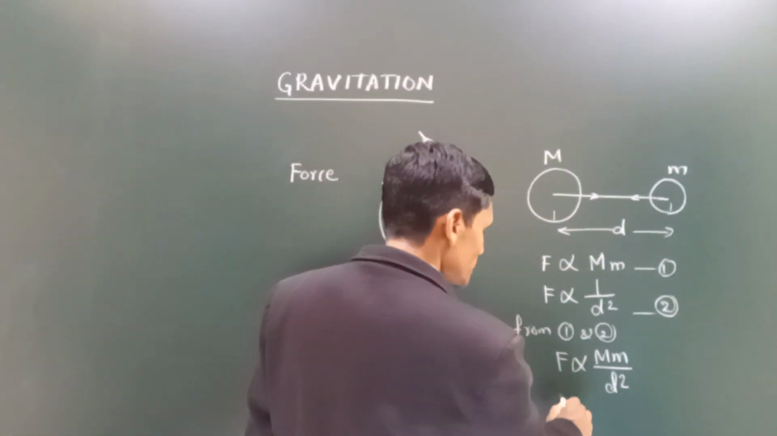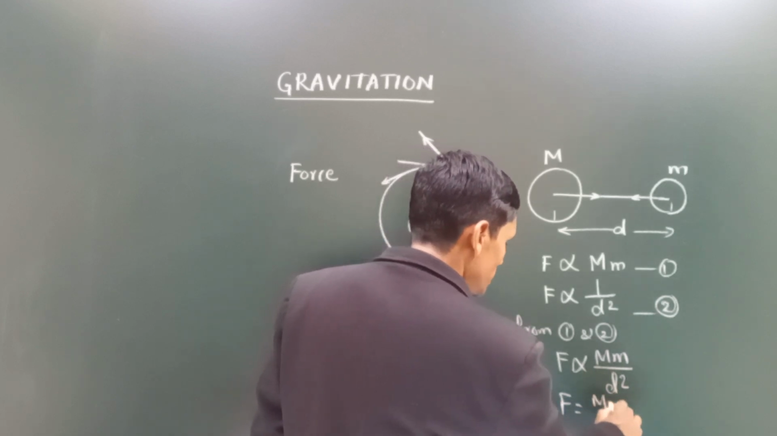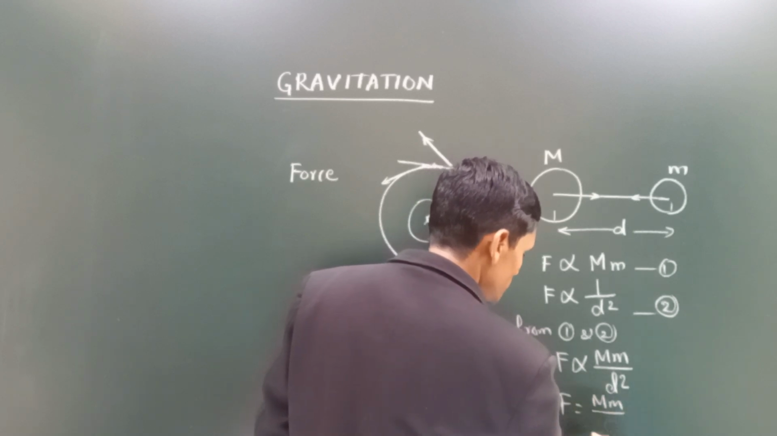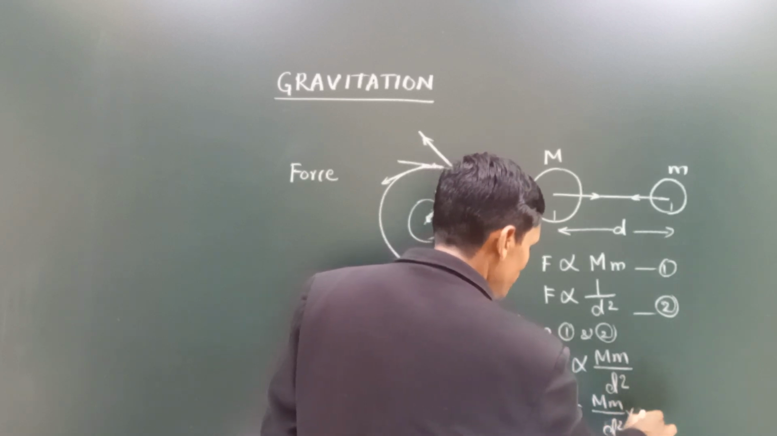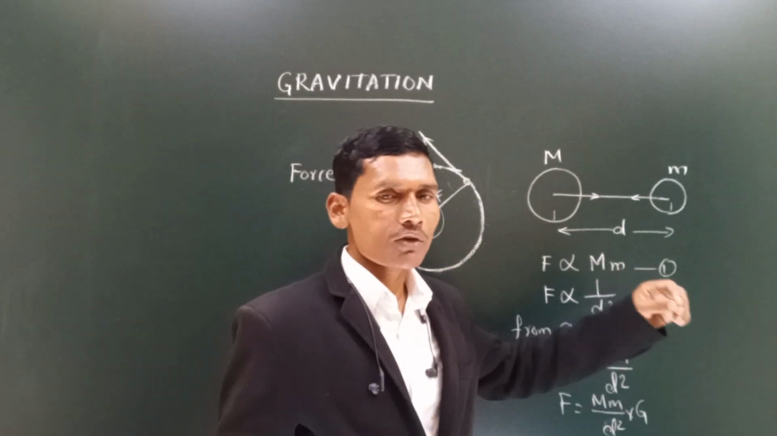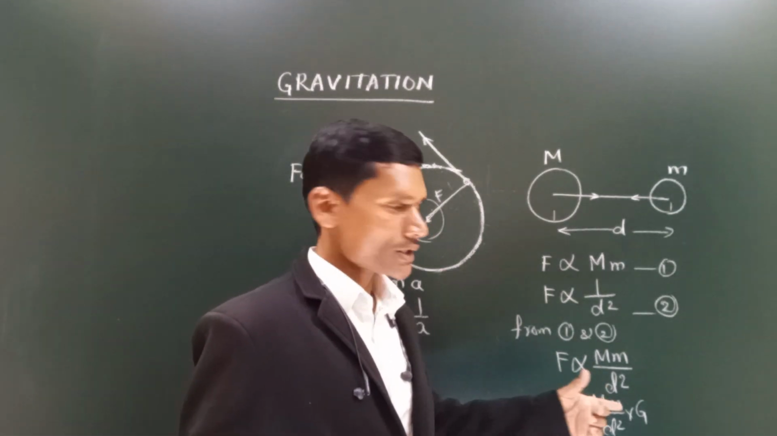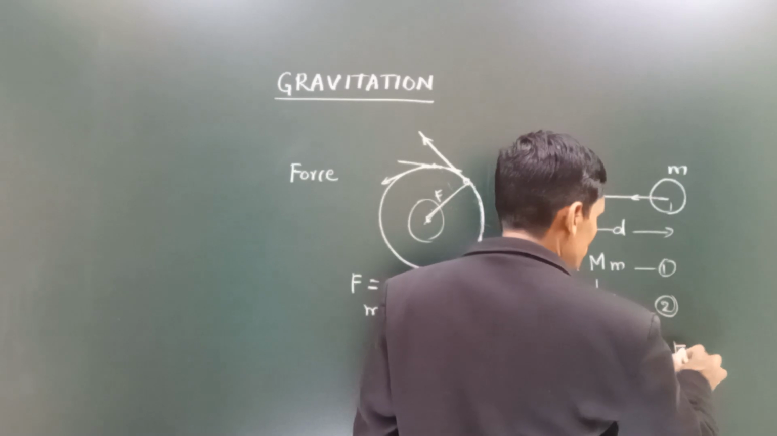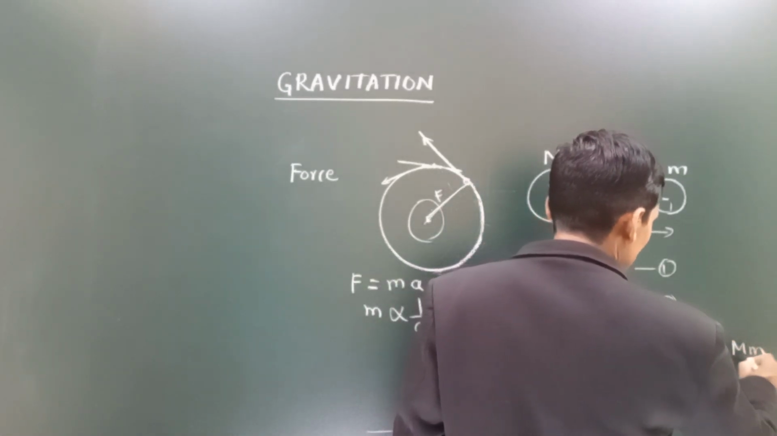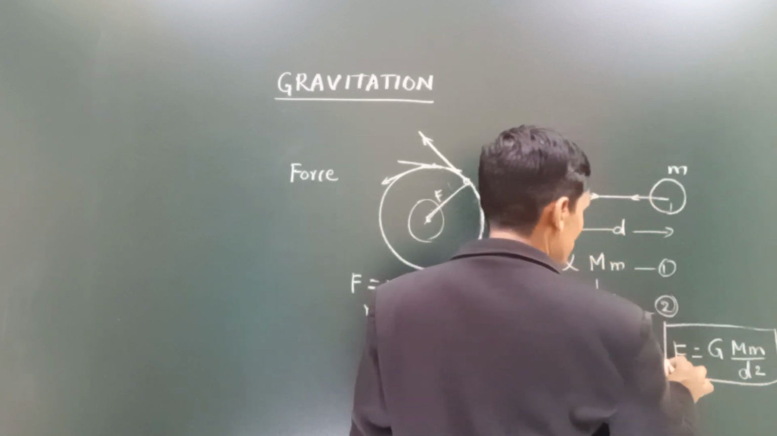And later this can be written as F is equal to m into m divided by d square. And here we have to multiply one thing, that is G, which is the constant of proportionality, and this is also called the universal gravitational constant. So he gave this equation, F is equal to G m m divided by d square. This is the universal law of gravitation.